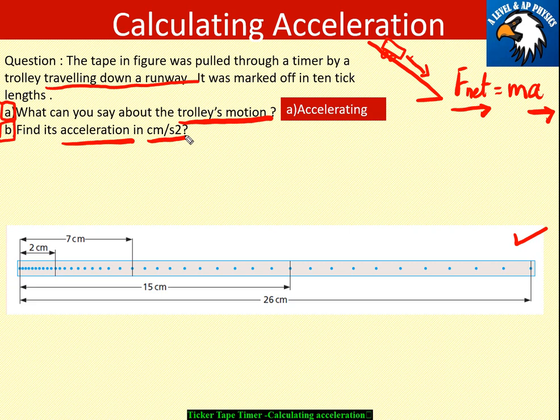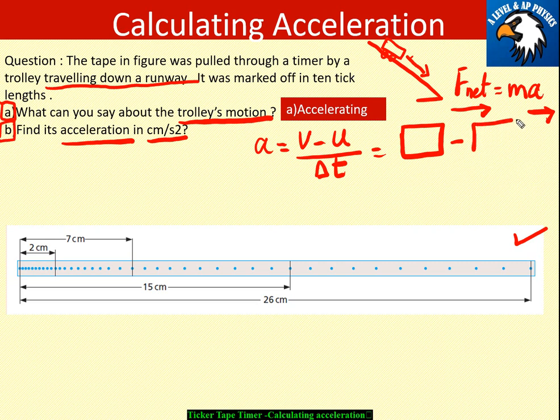Now, the first thing we need to understand is how to calculate acceleration. So we simply understand acceleration is equal to change in velocity over time, or we can simply say final velocity minus initial velocity divided by time taken. So for this problem, we need final velocity to calculate acceleration. We also need initial velocity and the time between initial and final velocity. So this is what we need to find.